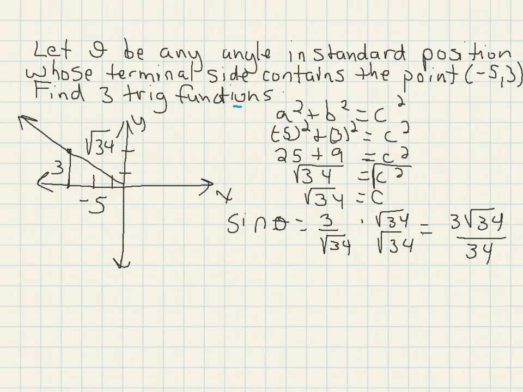Some students want to know, why can't I simplify the 34 and the 34? And the answer to that is the 34 on top is not really 34, it's the square root of 34, which is a totally different number. You find each one of your trig functions by doing the same thing.